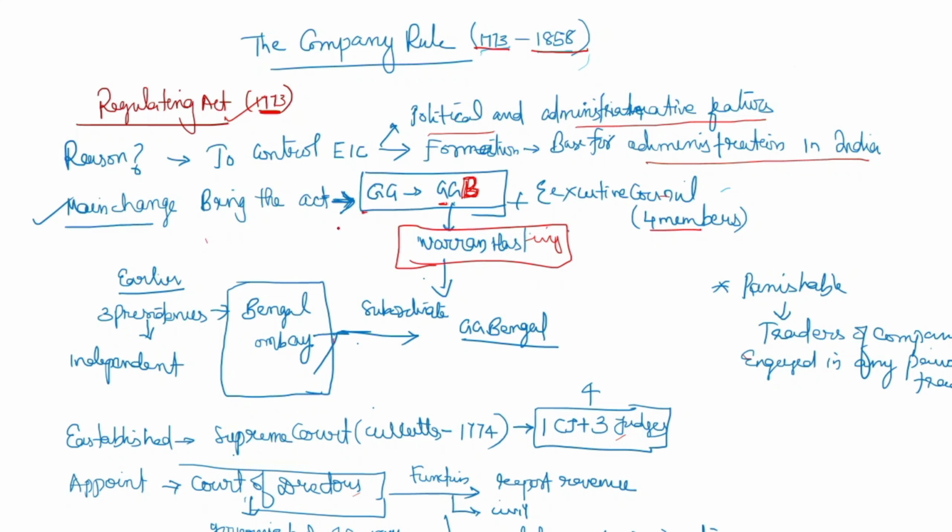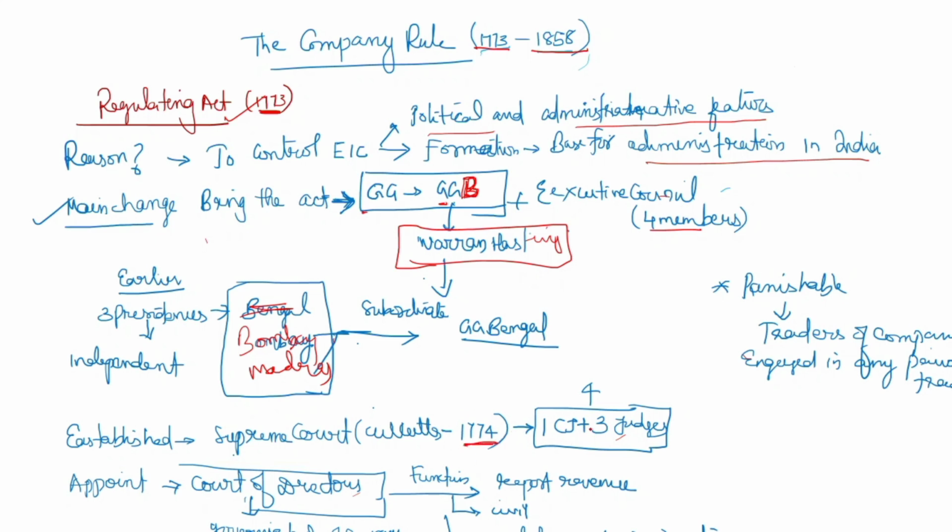There were also 2 other independent presidencies besides Bengal, Bombay and Madras. These 2 independent presidencies were also taken over by the Governor General of Bengal, that is, Warren Hastings. The Regulating Act also established the Supreme Court at Calcutta in 1774.